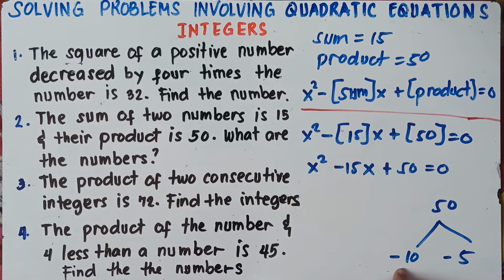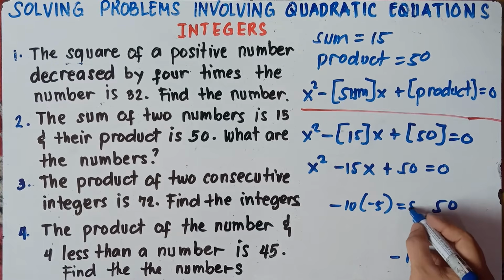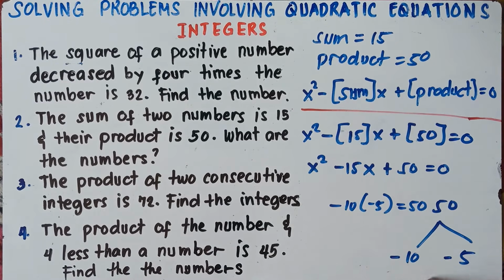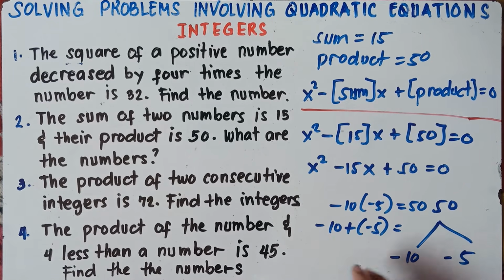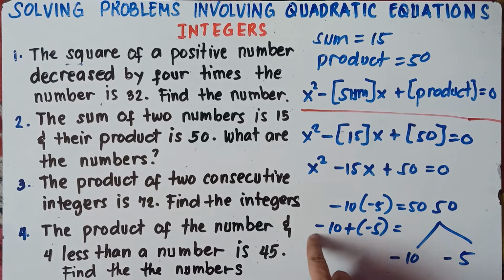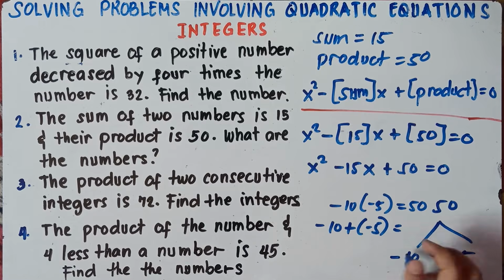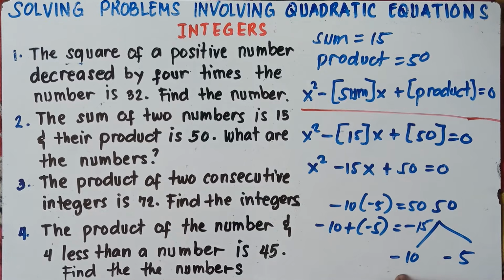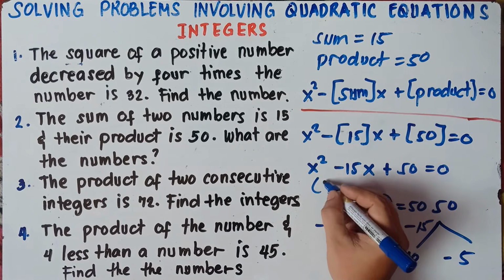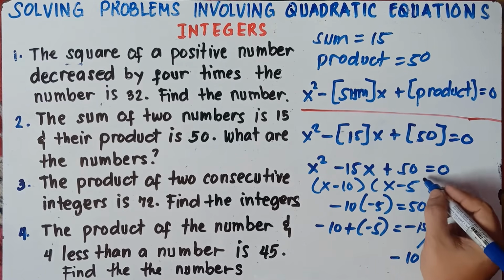Because if you multiply negative 10 and negative 5, negative 10 times negative 5, that's positive 50. You get positive 50. If you combine negative 10 plus negative 5, if the signs are the same, simply copy the sign, and then you add the numbers. 10 plus 5 is 15, negative 15. Therefore, the factors should be negative 10 and negative 5. So that would be x minus 10, the other one is x minus 5 equals 0.